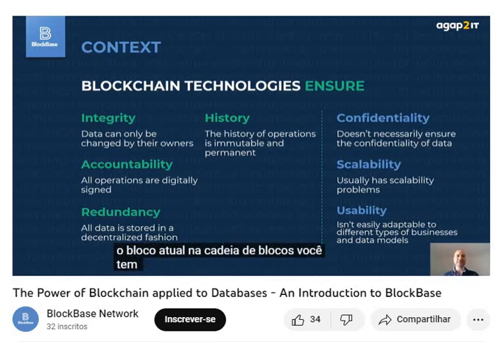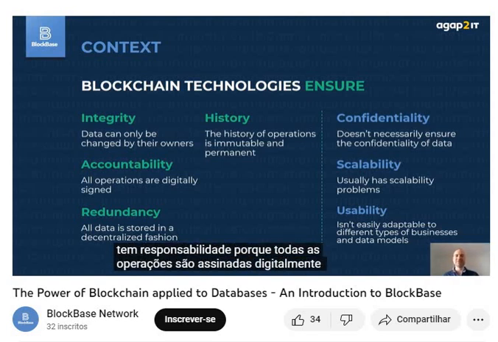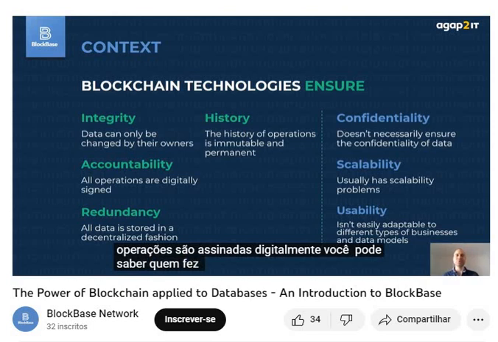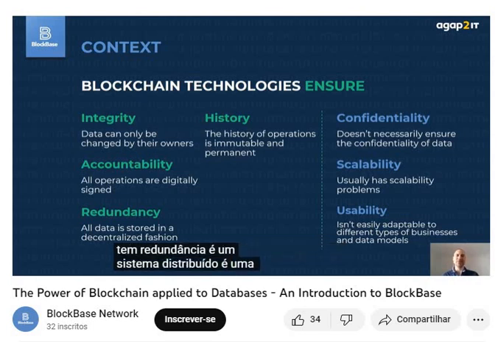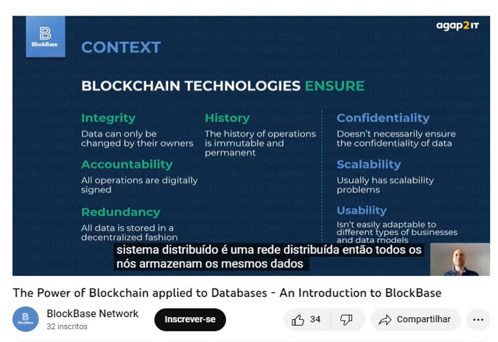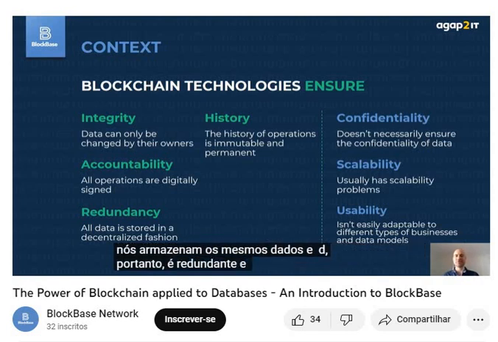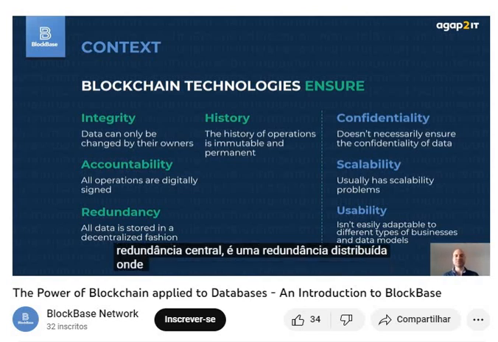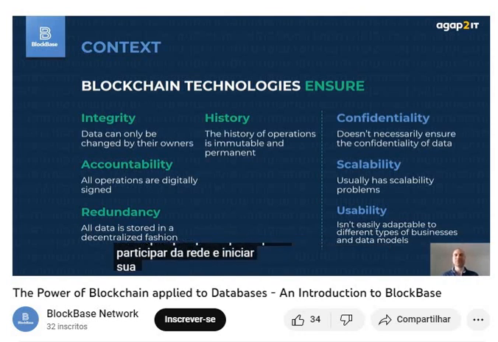In blockchain, you have accountability because all operations are digitally signed. You can know who did what when, right? And you have redundancy. It's a distributed system, a distributed network, so all nodes store the same data and therefore it is redundant. And it's not like a central redundancy, it's a distributed redundancy where any participant can participate on the network and store their own copy of the data.